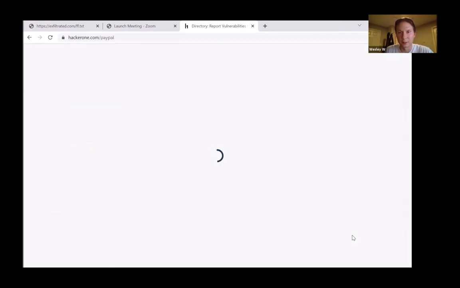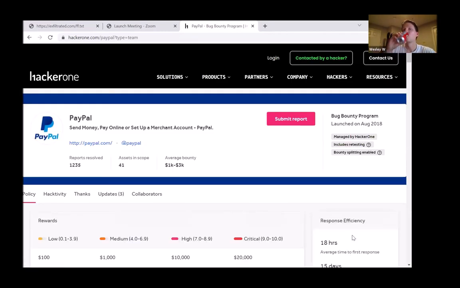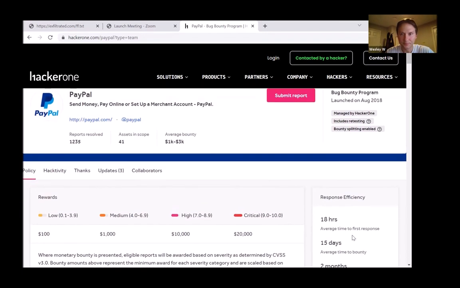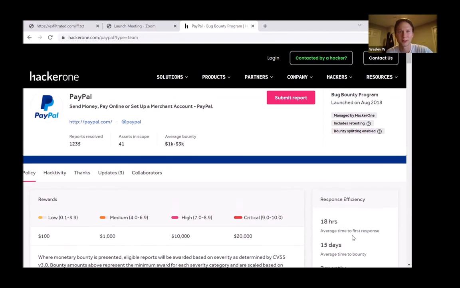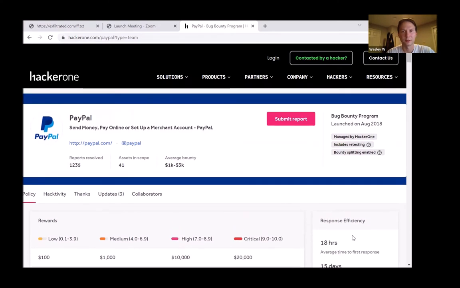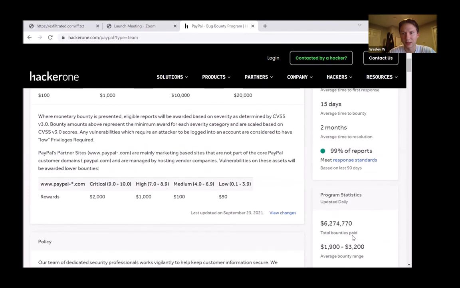PayPal's actually a cool example. So they've got a public program, and it's very similar to their private program. And on their public program, if you find a critical vulnerability, they'll pay you up to $20,000. But even for a high, they'll pay $10,000. So they have some pretty high payouts. And they still have a lot of reports, relatively speaking. They've got 1,200 reports resolved, and they've paid out $6 million during their time on HackerOne.